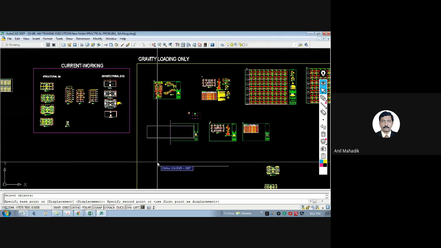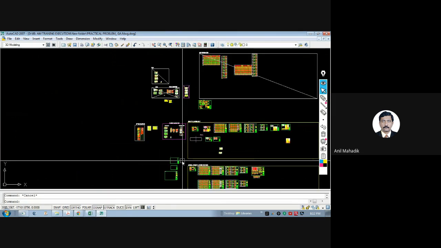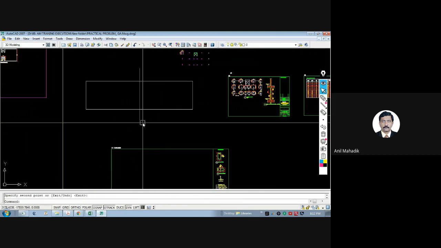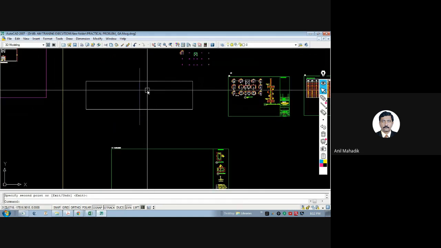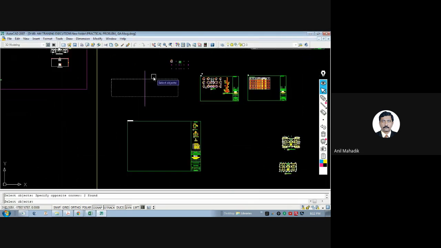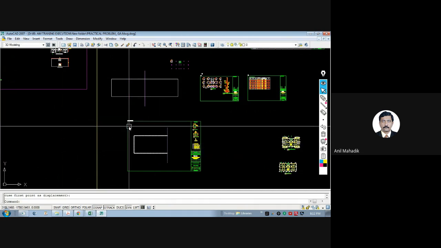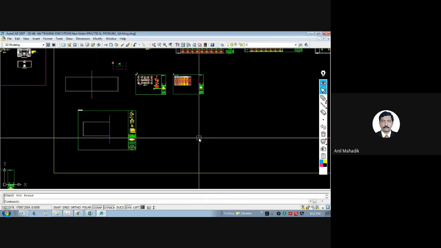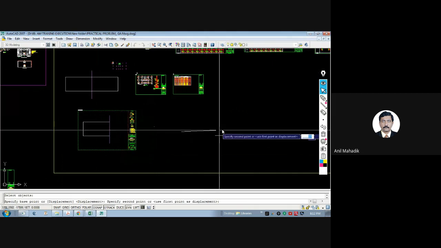So no. In two drawings, you put the building. In one drawing, what I will do, I will say, let me trim this first. Let me copy this. I'm trimming this right portion, and I will put this left portion in this drawing. And in the other drawing, I will put the right portion.